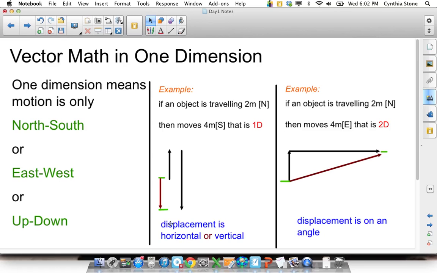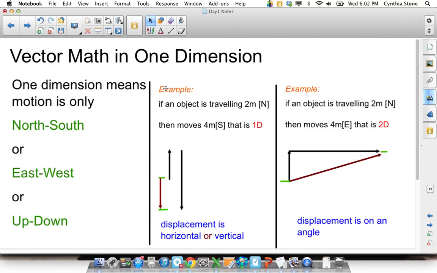That's a one-dimensional problem, and I know that because the displacement is either just horizontal or just vertical. However, a 2D example might be if an object is traveling 2 meters north and then 4 meters east. I'd call that 2D because, again, if I'm starting right here, and then I go 2 meters north and then 4 meters east, here's my displacement vector, and the displacement is going to be on an angle, right? It's not just east or just north.